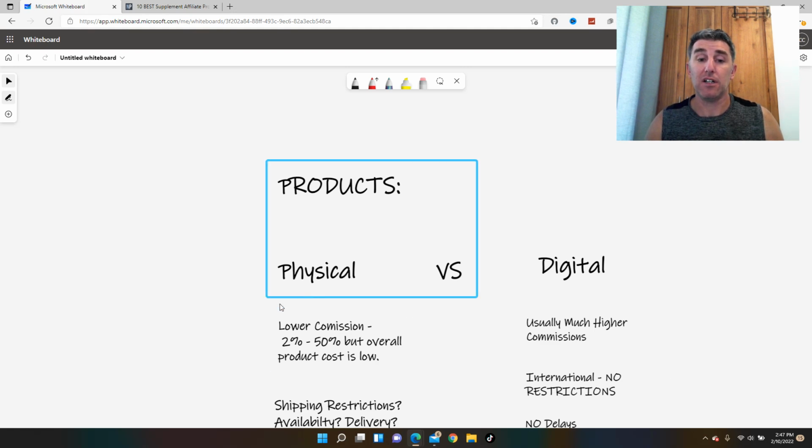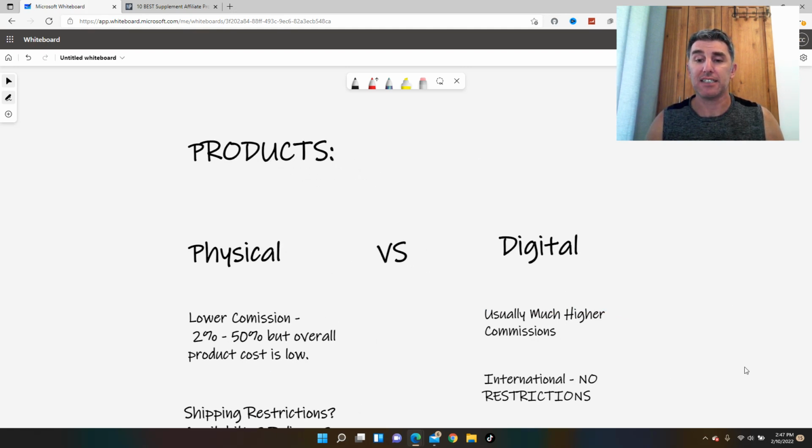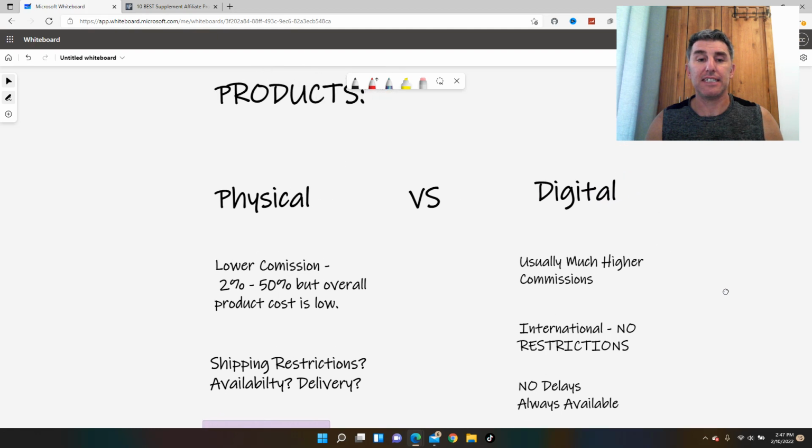And that's because of the difference in products. Now, you'll see a physical product generally has a low commission. Yes, they can go as high as 50%. I've seen a little higher, but overall the product itself is low. So if you're doing health and wellness like supplements, you would have to sell a lot of supplements.